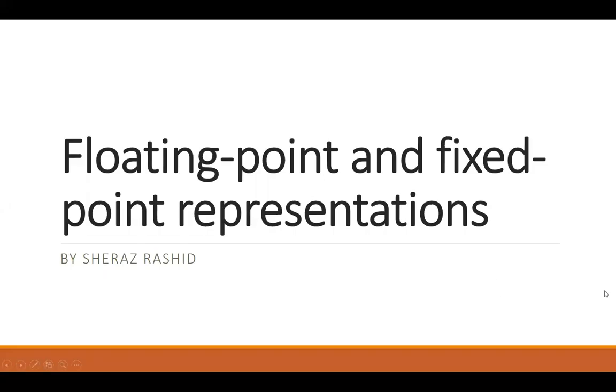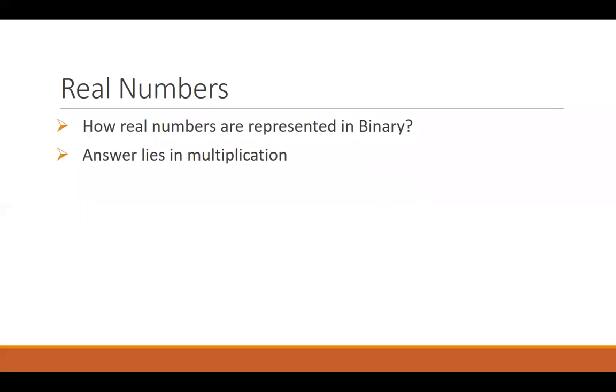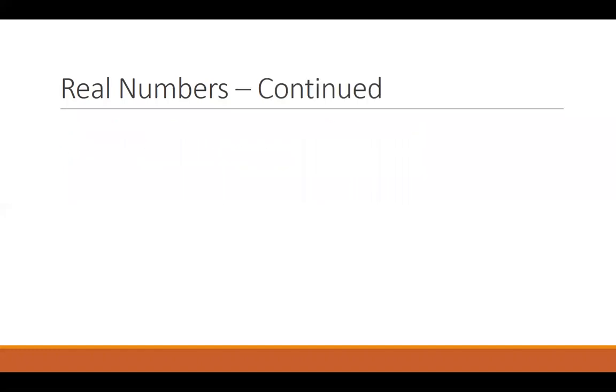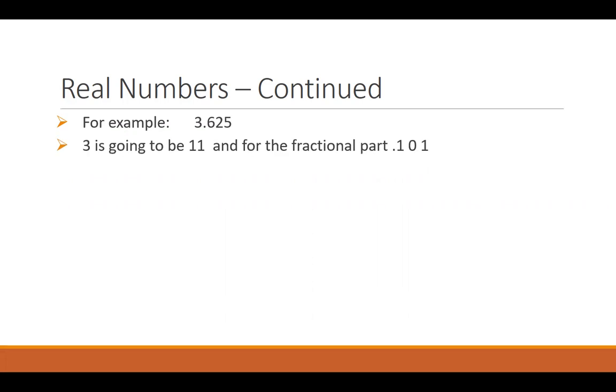Before we move on to fixed point and floating point representation, I would like to have a review about how real numbers are represented in binary. From your previous classes, you remember that the answer to that lies in multiplication. For example, let's consider this value 3.625. When I convert this, the 3 is going to become 11, and the fractional part is going to become 0.101.